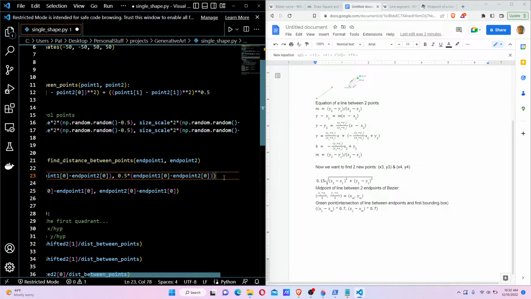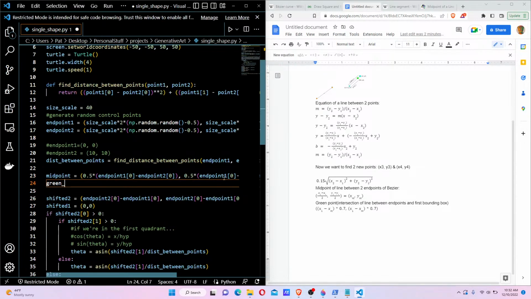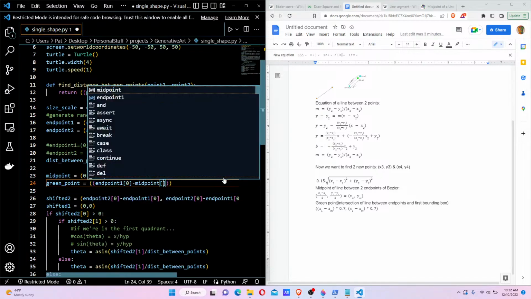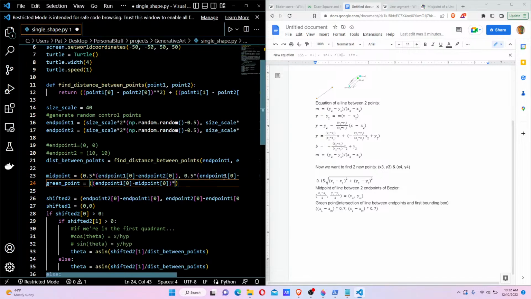Now, I'm just going to call this green point. It is equal to x1 minus xm, times 0.7. So endpoint 1 of 0 minus midpoint of 0, times 0.7, and then comma, and then that same thing.